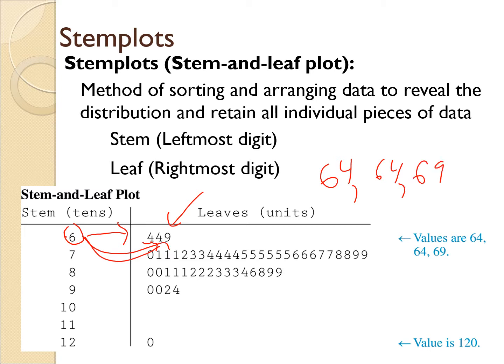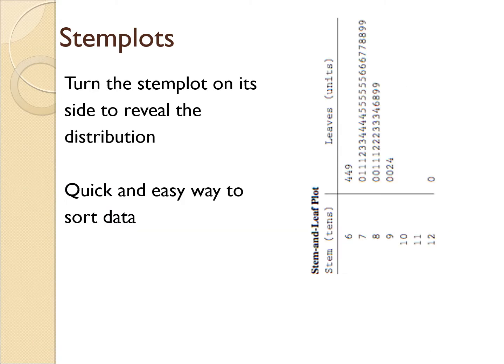We can see there's a whole bunch of numbers in the 70s. And when we look at a stem plot, we can see the shape of the distribution. Okay, so turning it on our side lets us see that a little better. We see a gap here. We see an outlier at the end.